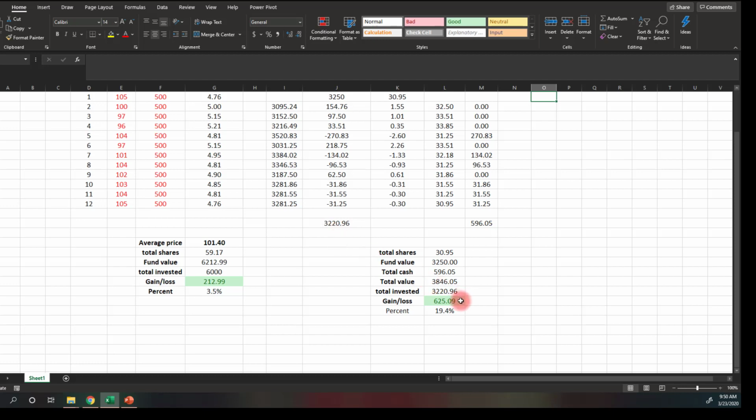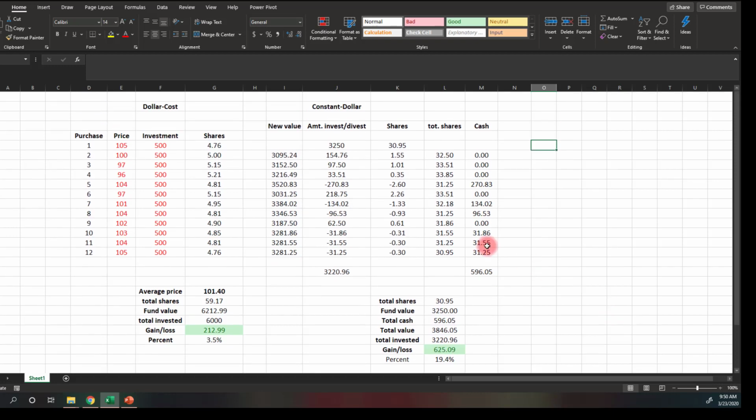He's up $625 or 19.4%. So now that you understand how this is working, let's hit F9 and recalculate this and watch what happens. Notice that this guy over here on the right is never in the red. And in fact, his returns are quite impressive. It will never go red. It can't. And that's because it forces you to buy low and sell high.